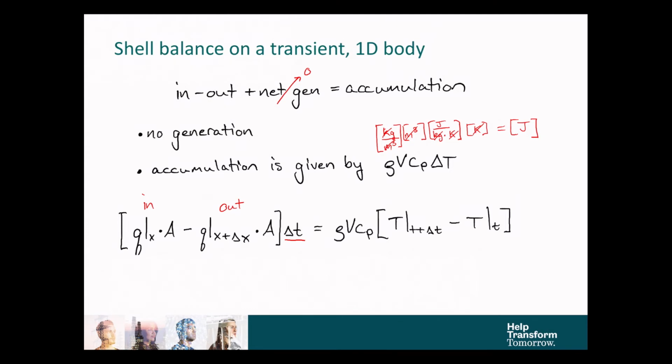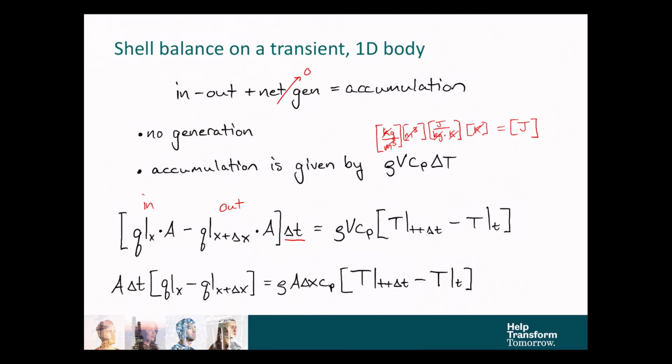So it's a nuance, but that's why the t plus delta t term is the first one in this expression. Okay, so this is our energy balance. It has units of joules, and what we can do is take out the area from our two heat flux terms, and on the right hand side we can transform that volume into the volume of the differential shell.